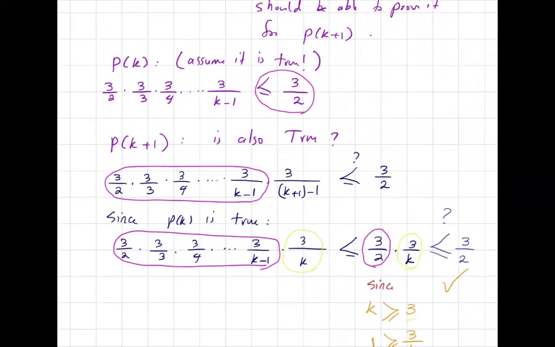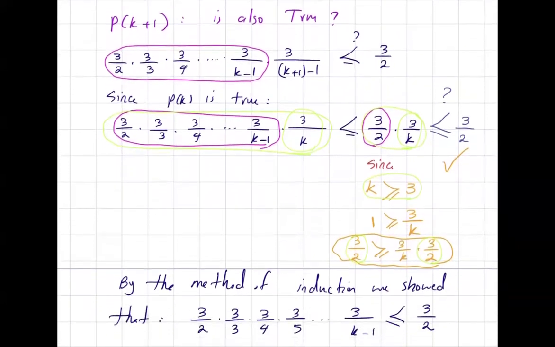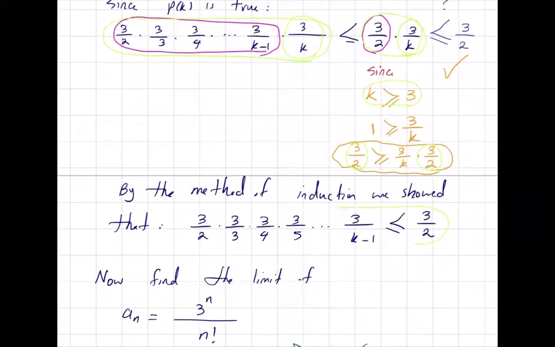Since k is greater than or equal to 3, if you divide everything by k, 3 over k is less than or equal to 1. And if you multiply both sides by 3 over 2, 3 over 2 is greater than or equal to 3 over k times 3 over 2. So you just showed that this quantity, this larger multiplication, is less than or equal to 3 over 2. So by the method of induction, we showed that this multiplication indeed has an upper bound, which is 3 over 2.